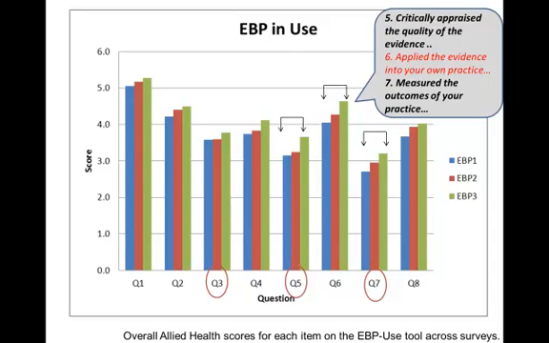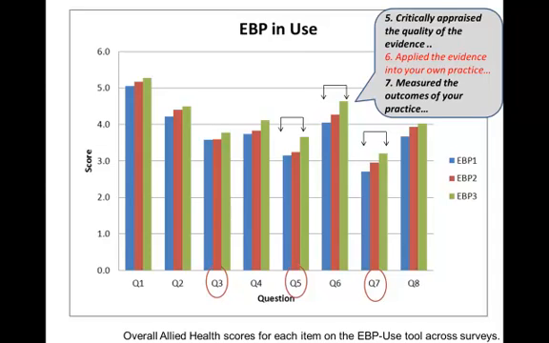So just as a reminder, question 3 was generated a clinical question and we saw an increase over time. Well, we actually saw increases from all of the scores over time, but the significant ones were question 5, 6 and 7. So we did see an increase in people generating clinical questions, but significantly more staff critically appraised the quality of the evidence, applied it, and then measured outcomes.